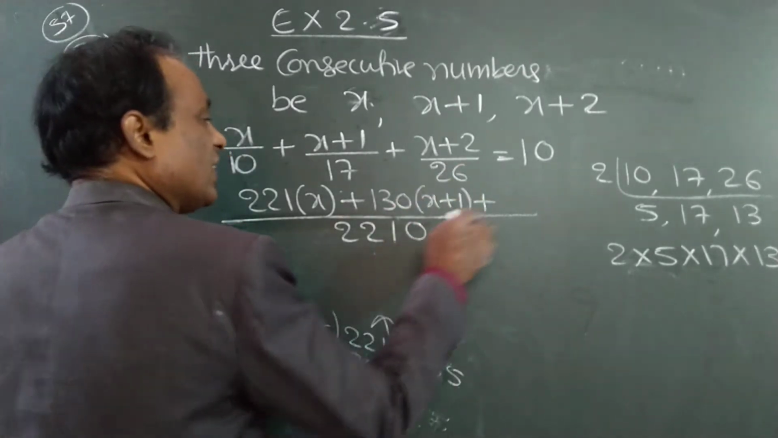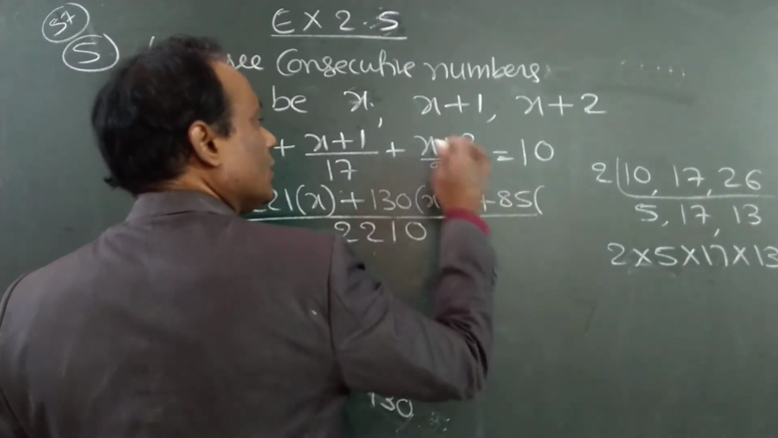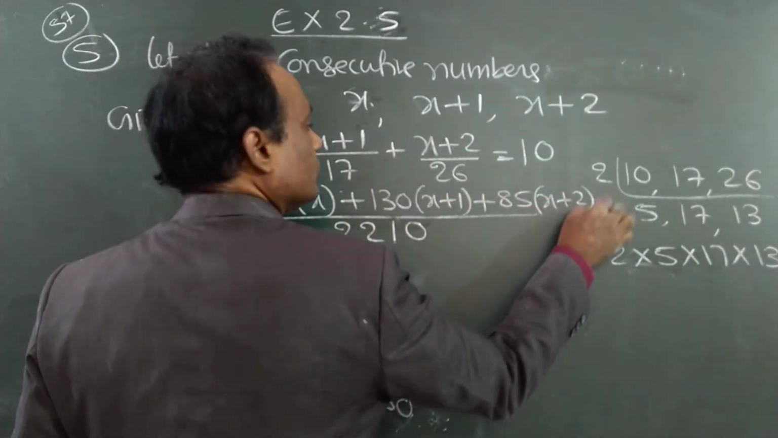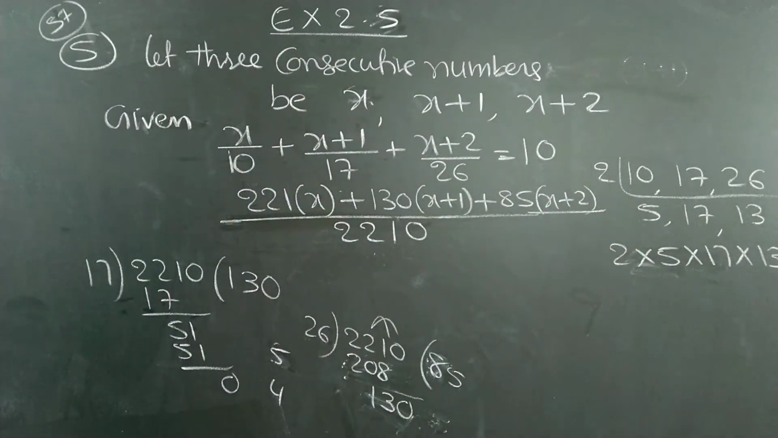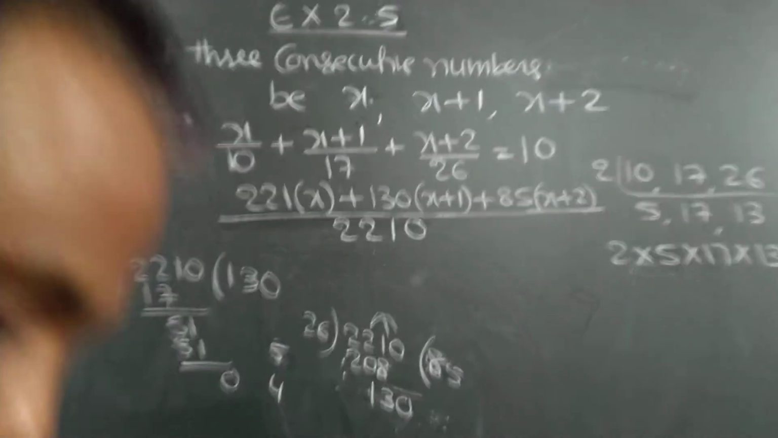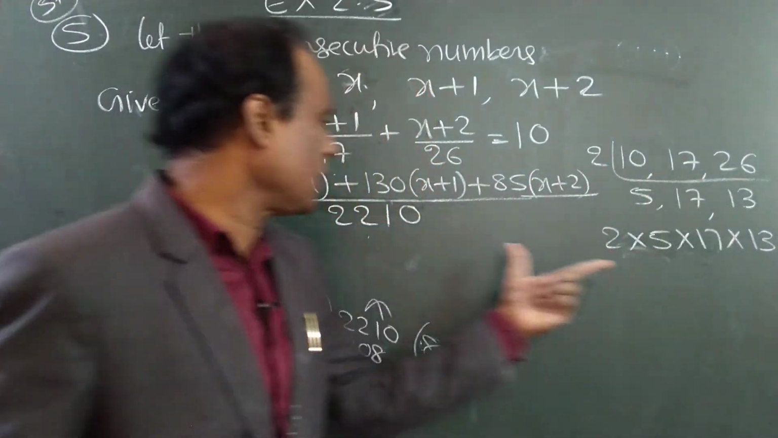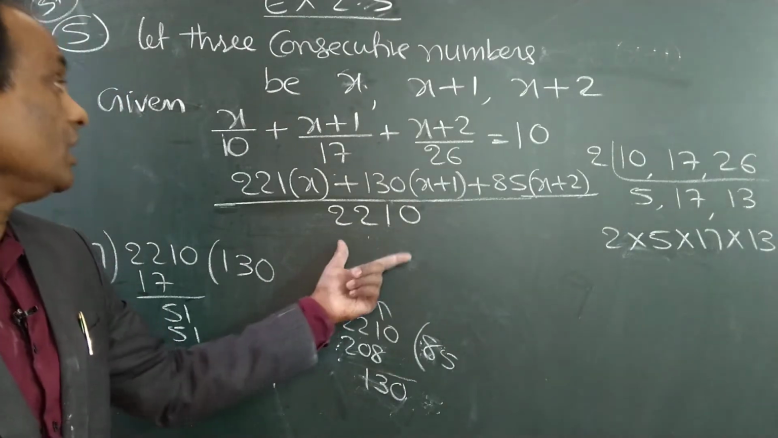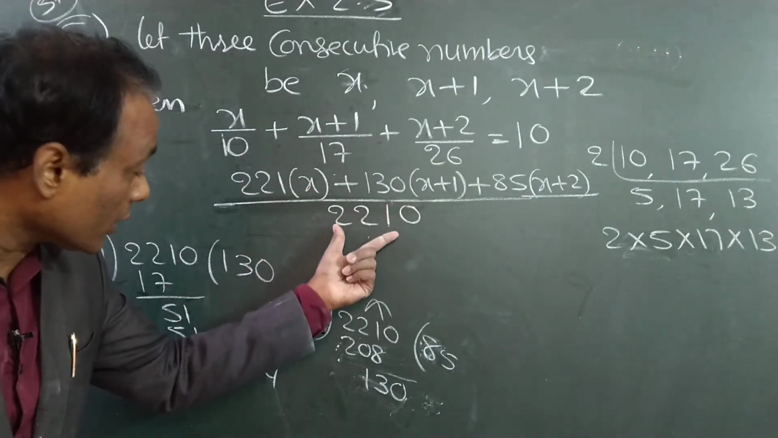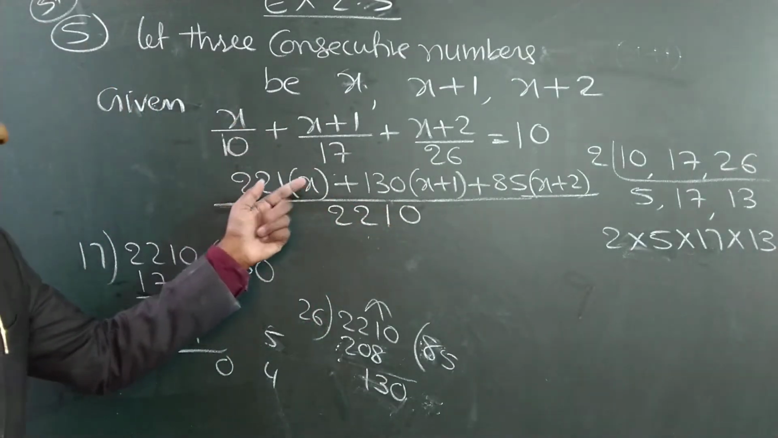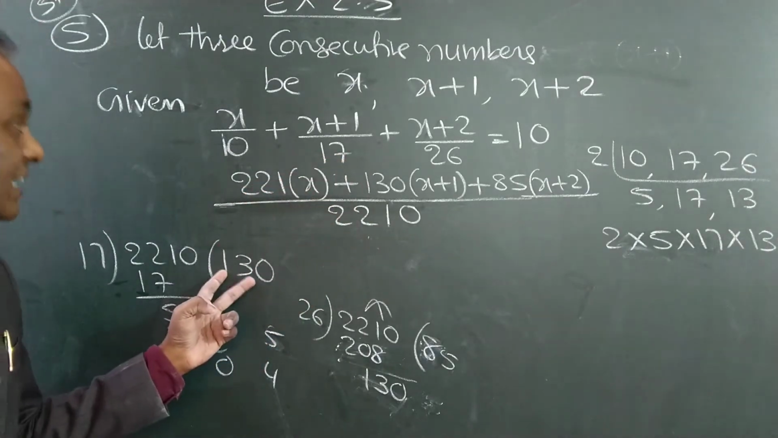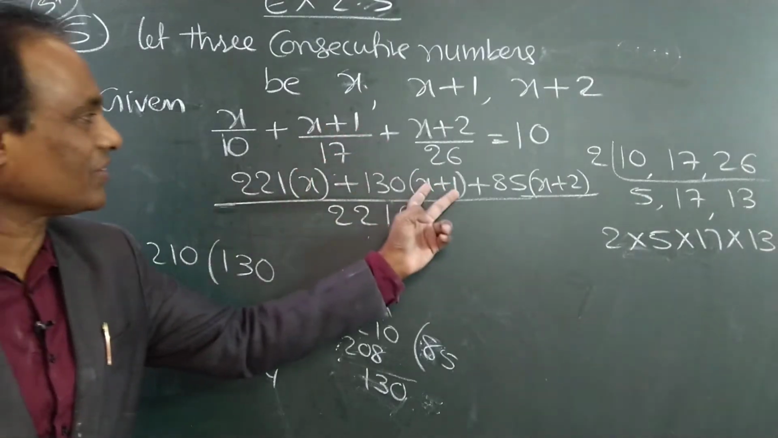26 times 85, into numerator x plus 2. That is the fraction you write down. So you know how to take the LCM. I took the LCM. LCM is a very big number: 2210. 10 times 221, into x. 17 times 130, into x plus 1.